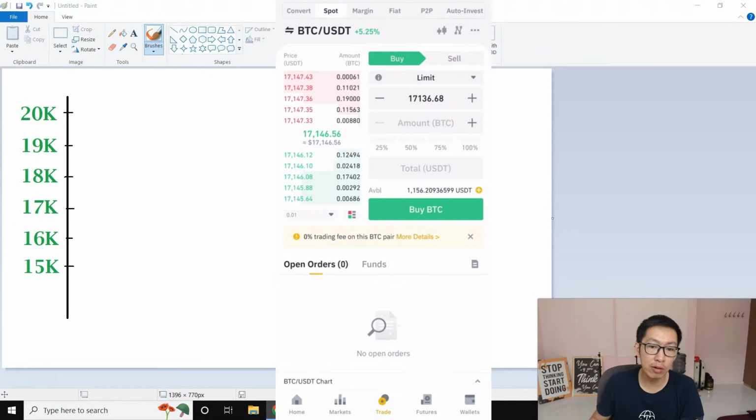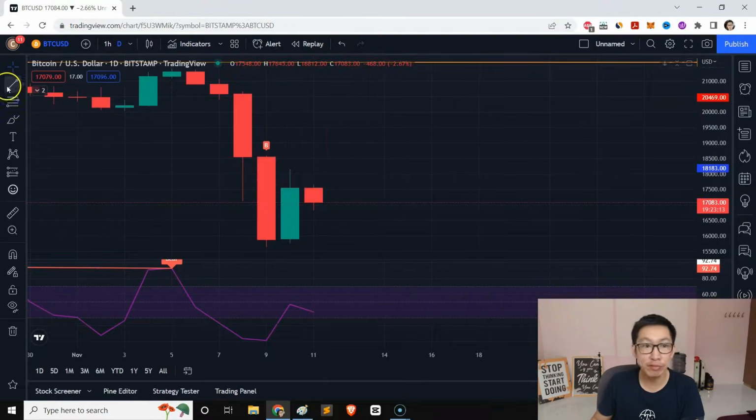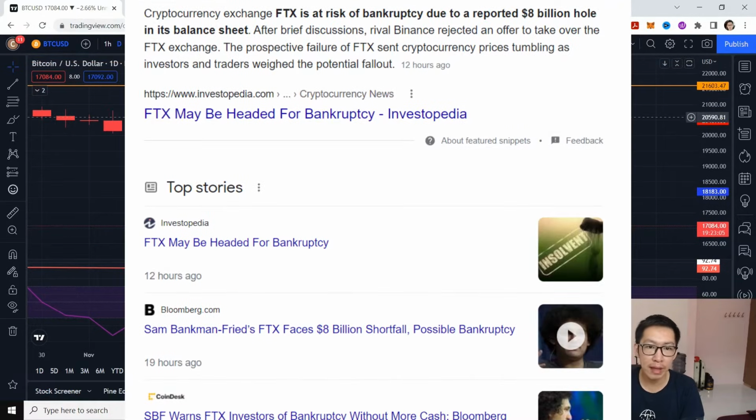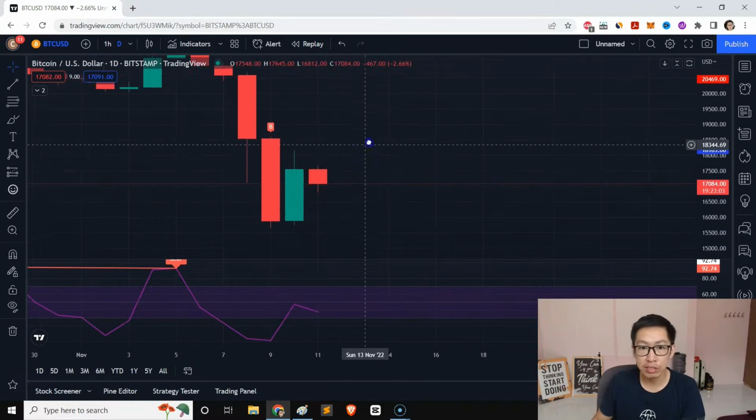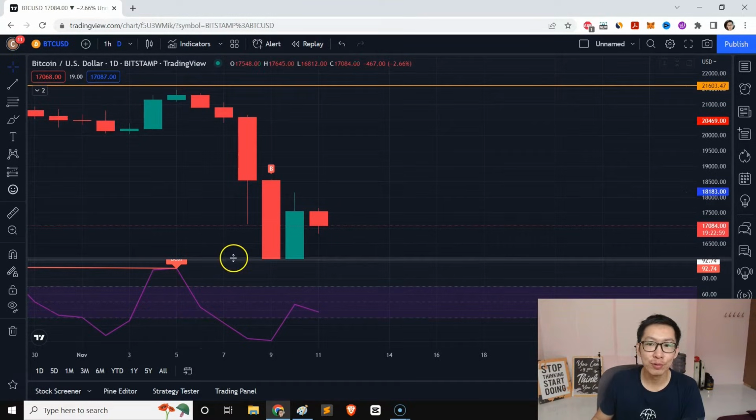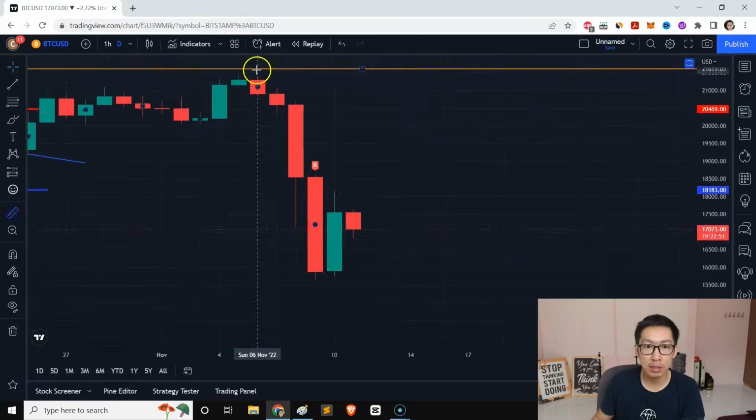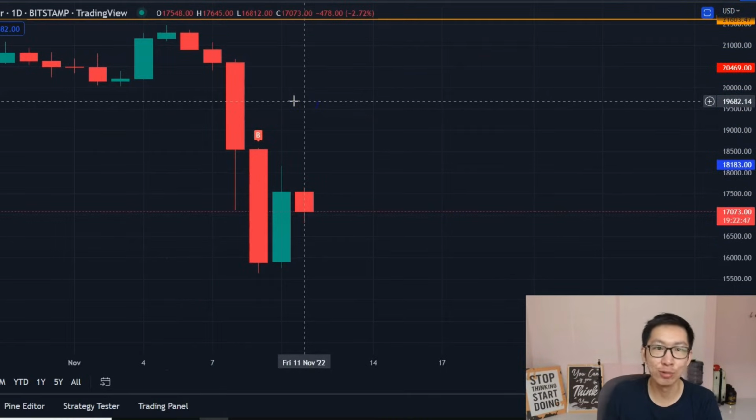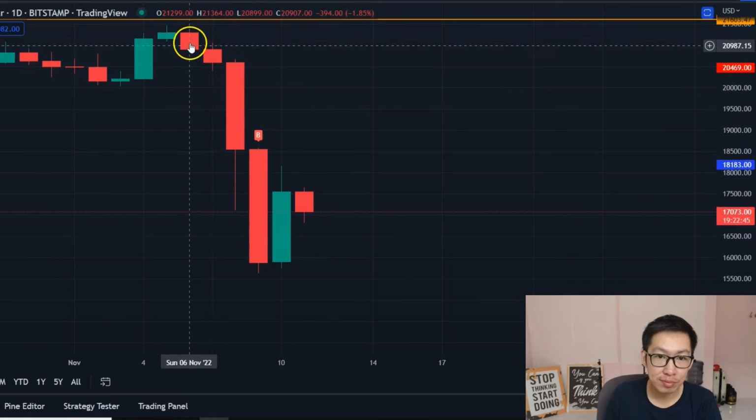So Bitcoin was crashing a few days ago because of the FTT issue and FTX. You can see Bitcoin just went down like crazy from literally 21k to like 16k. You can see here it went down by 25% in 2 days, which is crazy, guys.